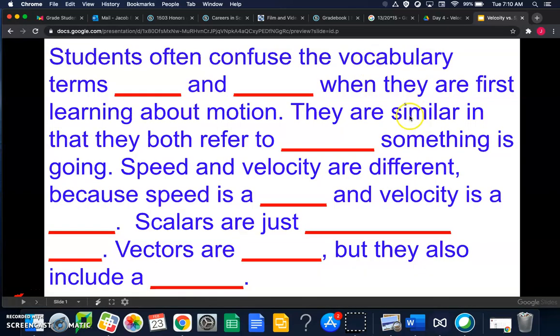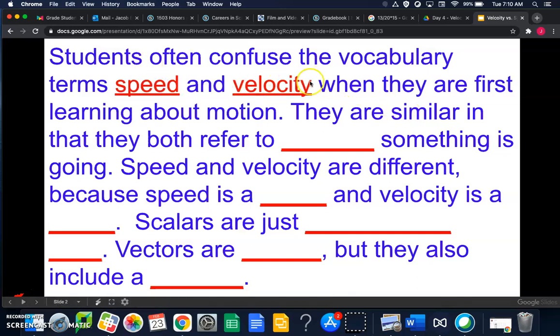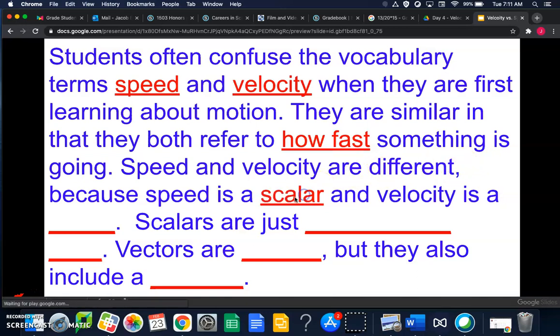All right. So two terms that get confused a lot when we're learning about motion are speed and velocity. And it's understandable that people get them confused because they're really similar in the sense that they both refer to how fast something is going, right? So they both mean how fast something's going. So what's the difference? Well, the difference is that speed is a scalar and velocity is a vector.